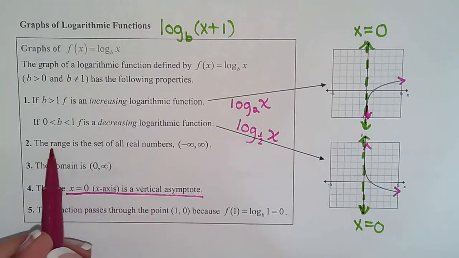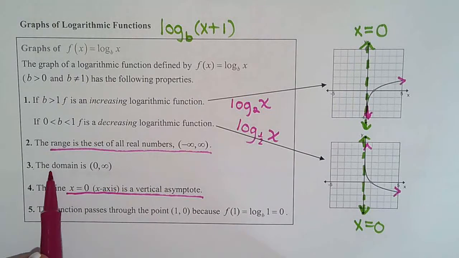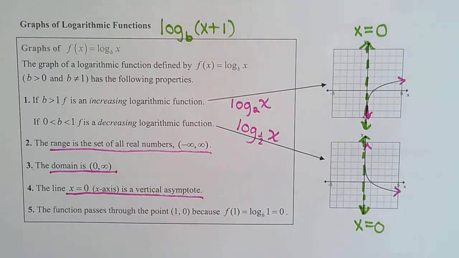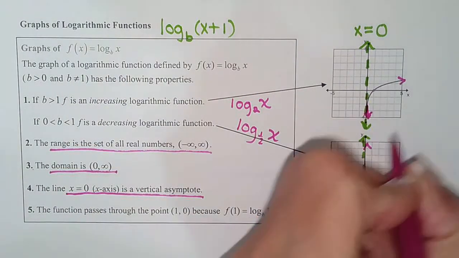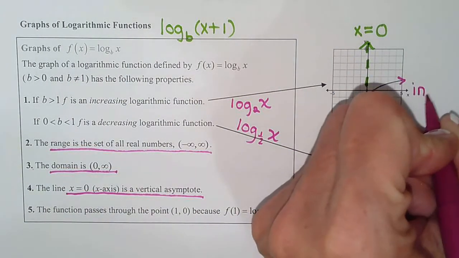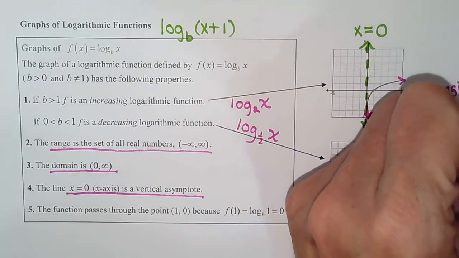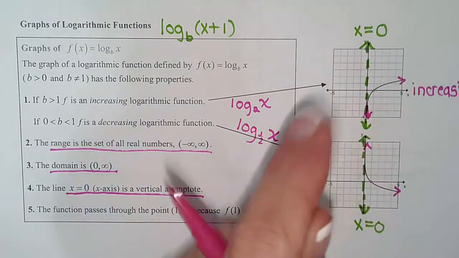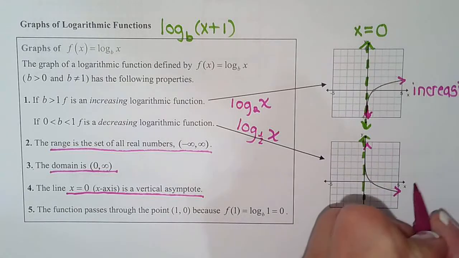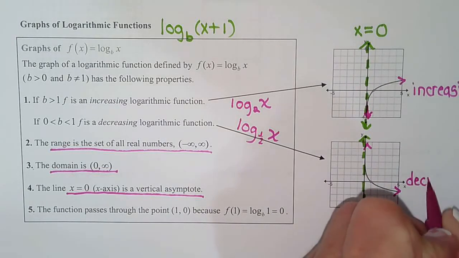So let's underline these important things here. Let's write increasing here because it's rising from left to right, and here it's falling, so this is a decreasing function.